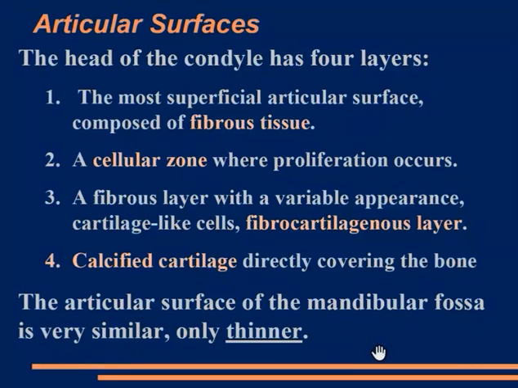Now the articular surface that covers the upper part, which is the mandibular fossa of the temporal bone, is similar to that of the condyle, although generally it is thinner and it thickens as it passes over the articular eminence. And we have something called crimping. It's different also in the upper.